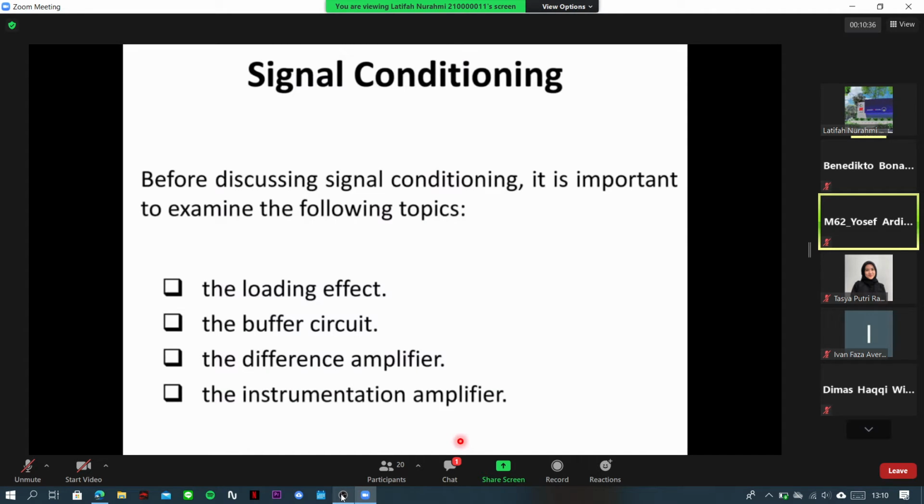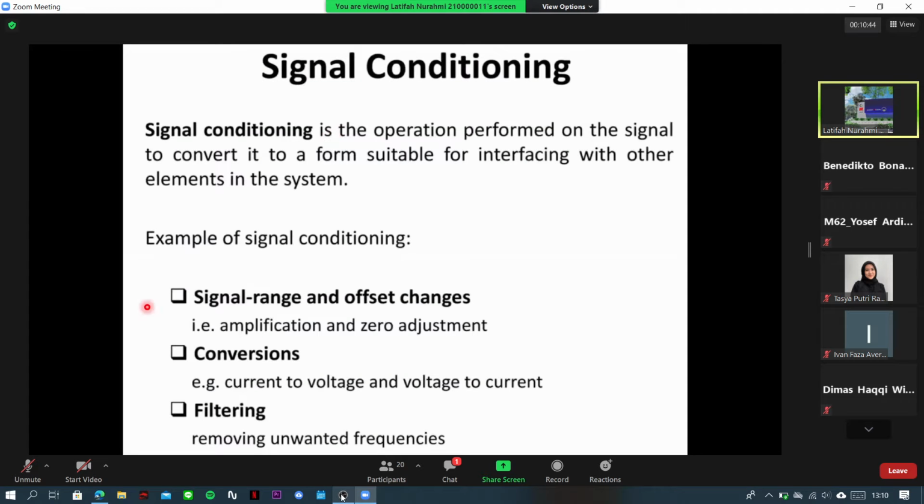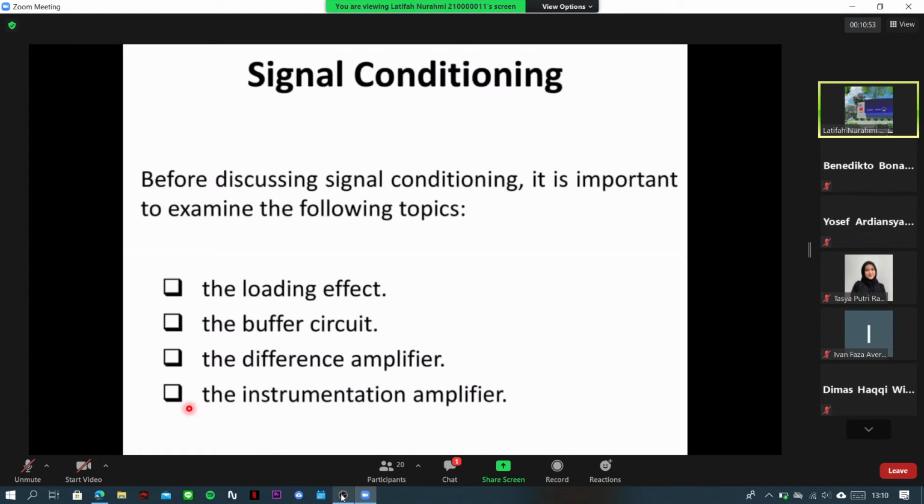Before discussing the main topic of signal conditioning, we will discuss this one by one: signal range, conversion, and filtering. We will discuss this today one by one. Before coming to the main topic, it is important to know the following topics.